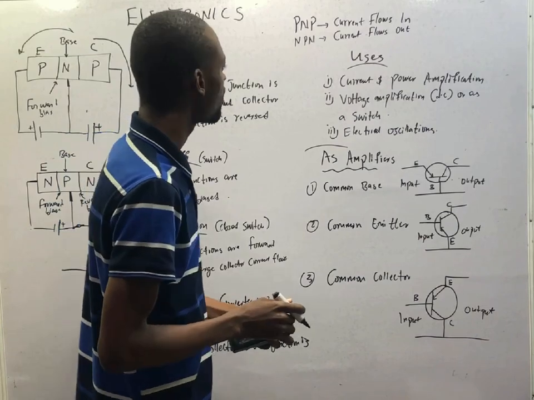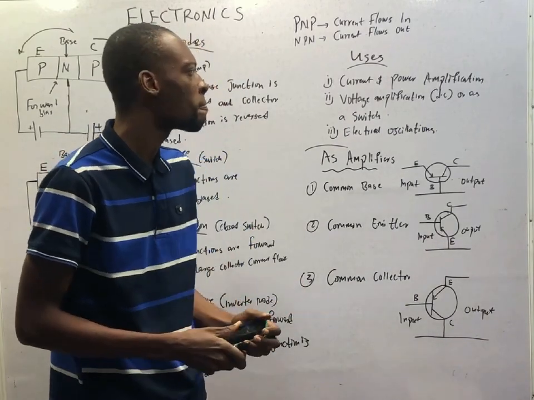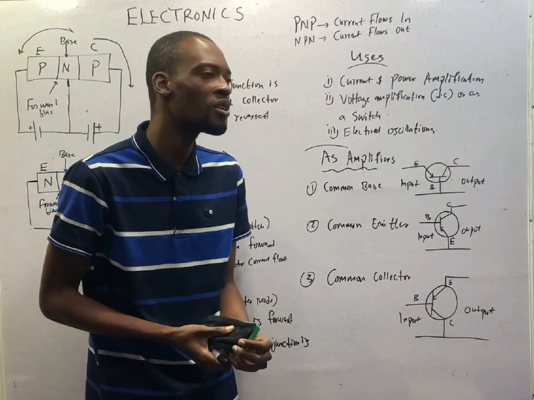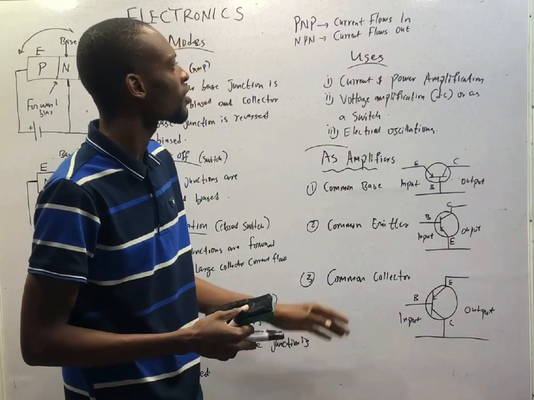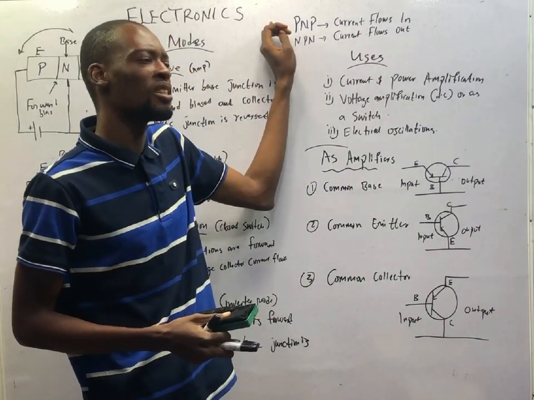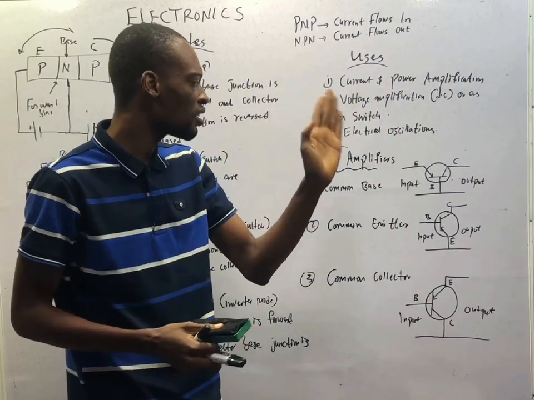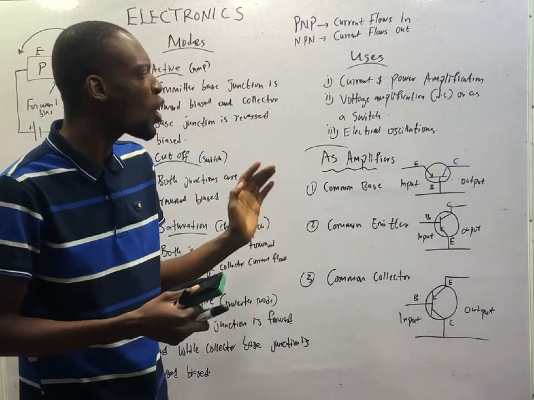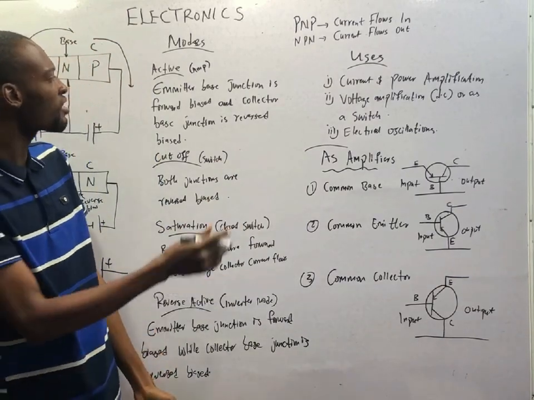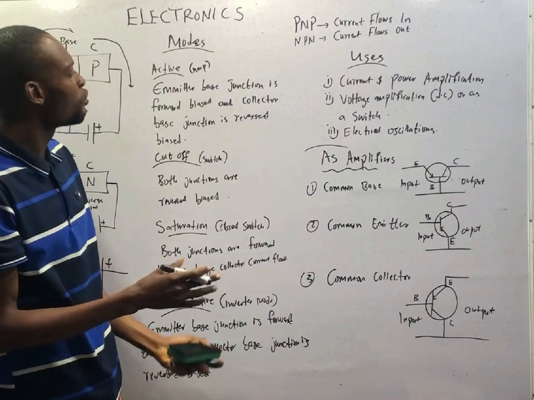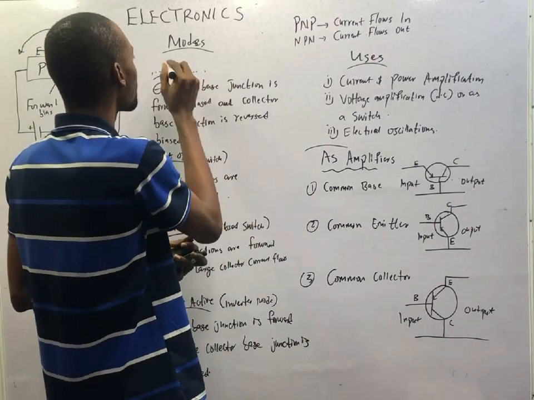Looking at transistors, they can be used for current and power amplification, voltage amplification, as a switch, and as electrical oscillators. In PNP transistors, generally, current will flow in, while for NPN, current will flow out. There are modes in which we can operate a transistor. If you are using a transistor as an amplifier, we use the forward active mode. Forward active mode.